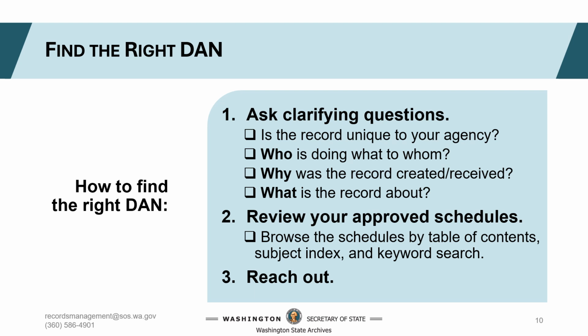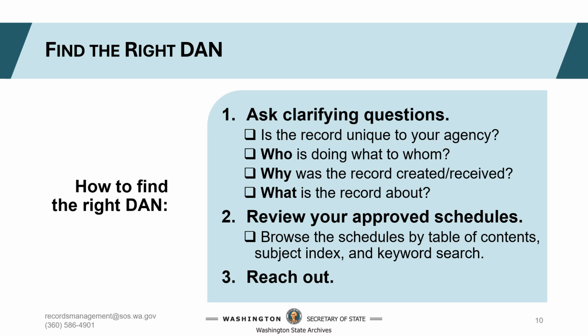The first thing you want to do when faced with any retention determination is to ask some questions. Determining whether the record is unique to your agency will guide you to your general or agency-specific schedule. Understanding how a record is processed and who is involved will reinforce which schedule to use and land you in the correct functional category in the table of contents. Understanding the context of a record is going to reinforce that functional category. And knowing what the record is about will help you narrow in on the appropriate record series.